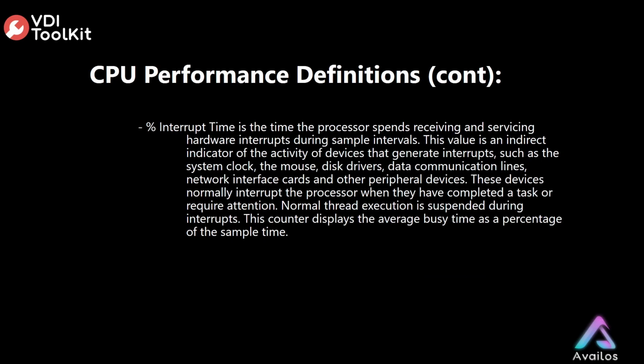Interrupt time percentage is the time the processor spends receiving and servicing hardware interrupts during sample intervals. This value is an indirect indicator of the activity of devices that generate interrupts, such as the system clock, the mouse, disk drivers, data communication lines, network interface cards, and other peripheral devices. These devices normally interrupt the processor when they have completed a task or require attention. Normal thread execution is suspended during interrupts. This counter displays the average busy time as a percentage of the sample time.